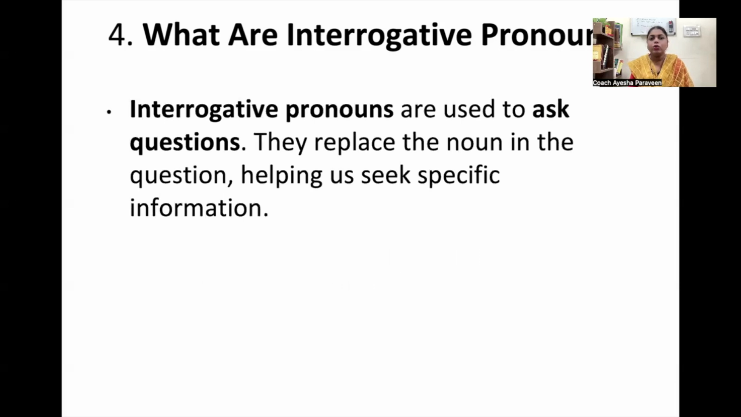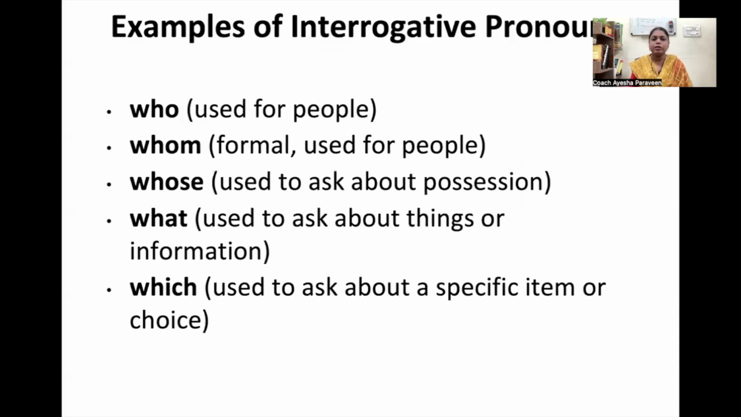Interrogative pronouns are used to ask questions. They replace the noun in the question, helping us to seek specific information. Pronouns that are used to start a question are known as interrogative pronouns. When I explain with an example, you will get a clear understanding of how to use them. Examples of interrogative pronouns are who, whom, whose, what, which, where, why. All these are interrogative pronouns.